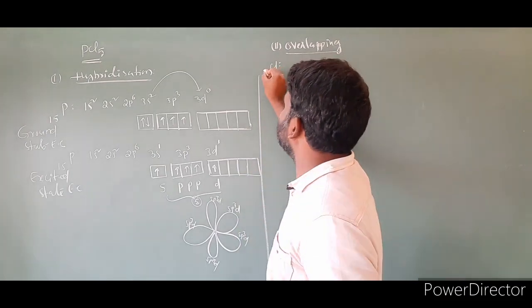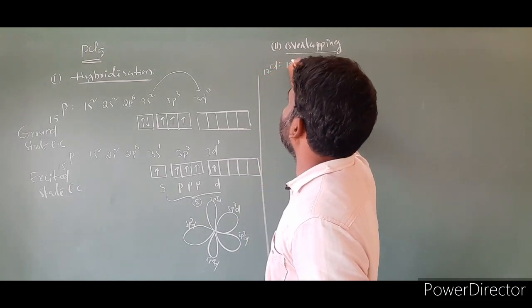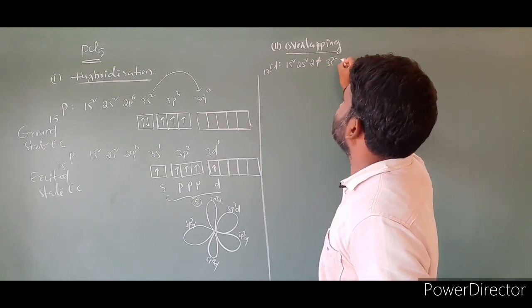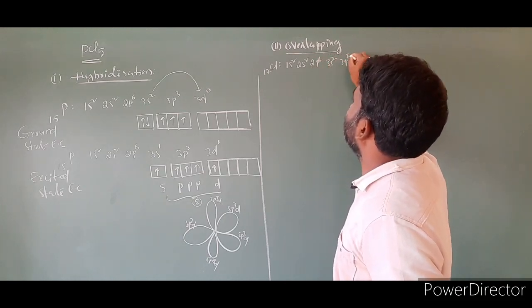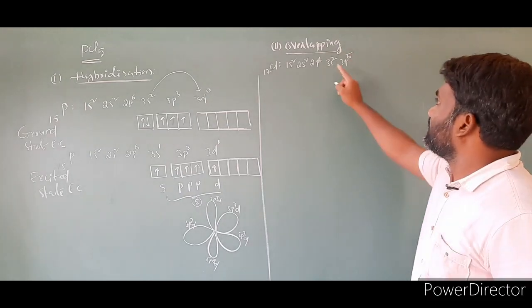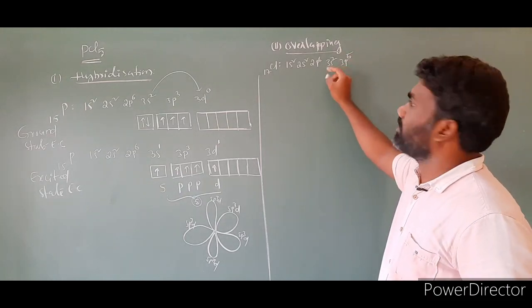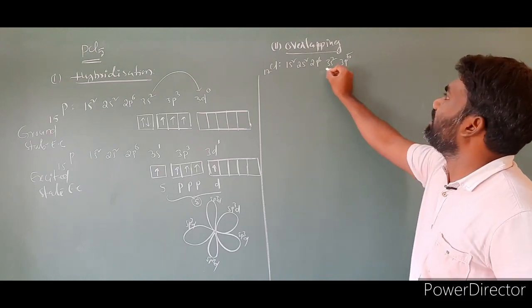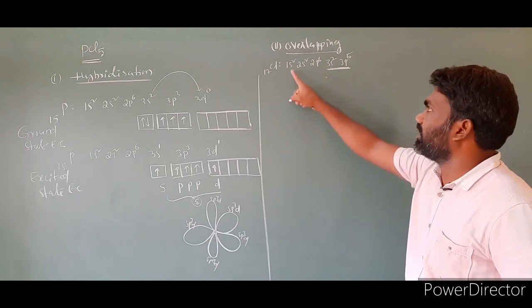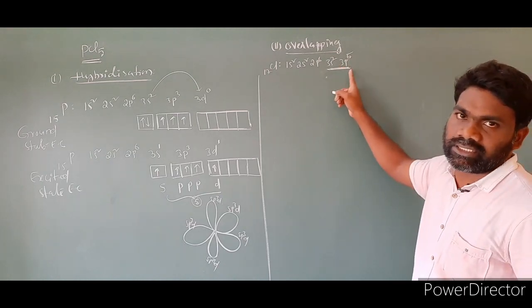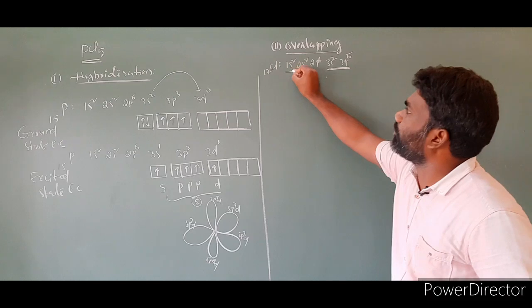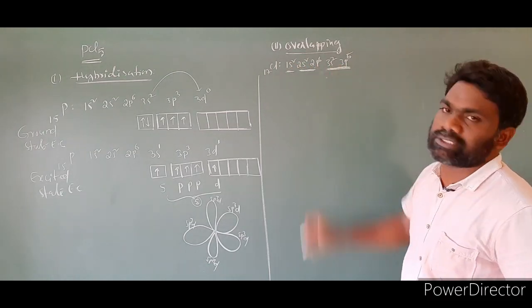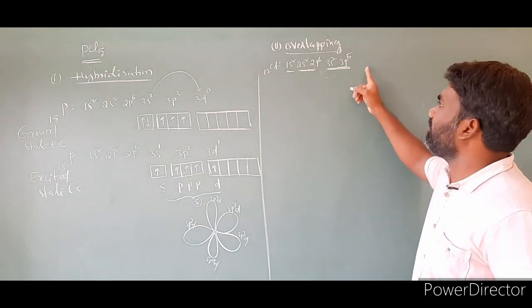Chlorine's atomic number is 17. Electron configuration 1s2, 2s2, 2p6, 3s2, 3p5. In this case we have to write orbital diagrams. I am writing only 3s and 3p5 on this side. I am not taking the inner shells, only the valence shell. The valence shell is 3s and 3p. This is the first shell, 1s. This is the second shell. 3s and 3p is the third shell. So I am writing orbital diagrams for only the valence shell.